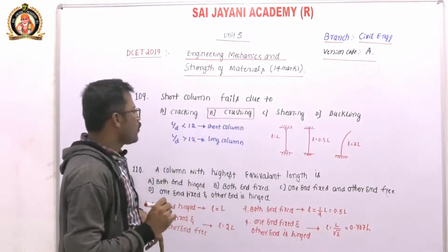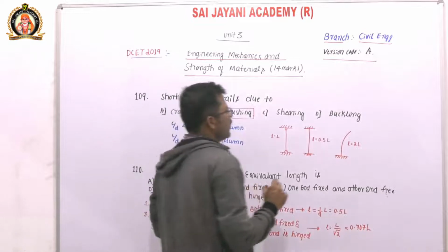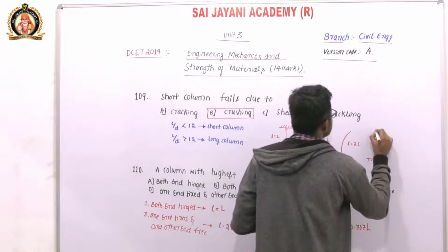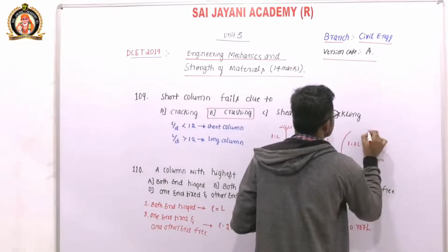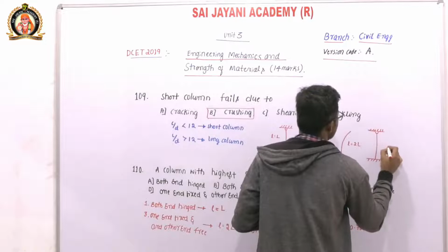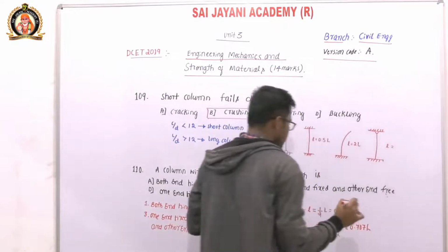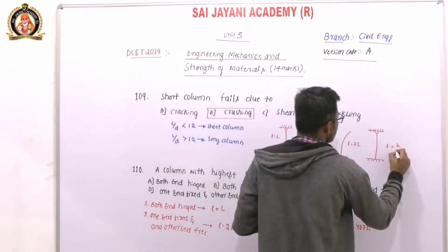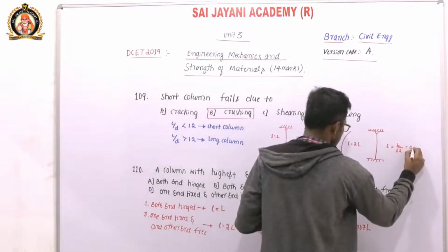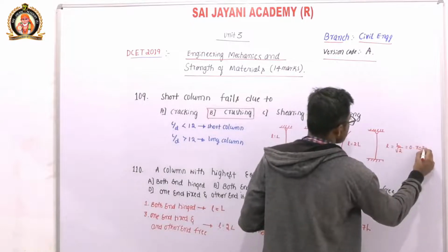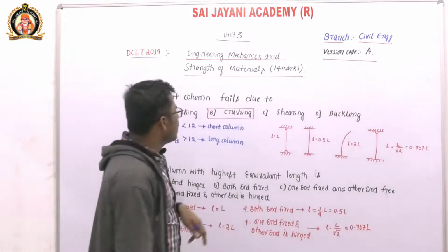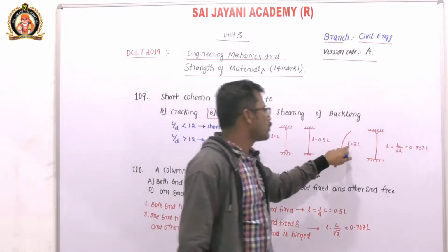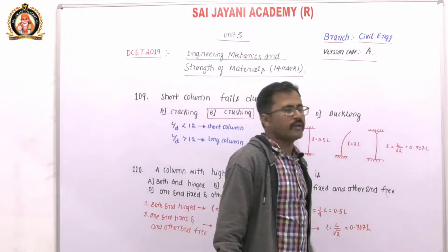Option D, when one end is fixed and other end is hinged. In this case, effective length is equal to L by square root of 2, which means 0.707 times the length. So by looking, L is equal to exactly L, L is equal to 0.5 times, L is equal to 2 times, L is equal to 0.707.